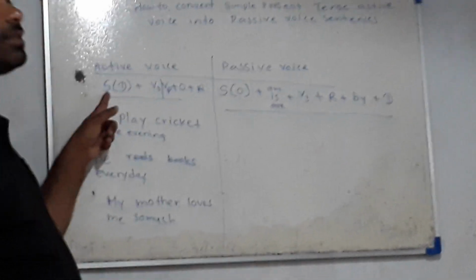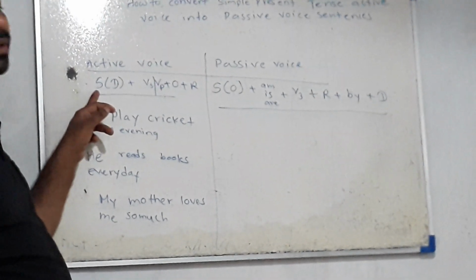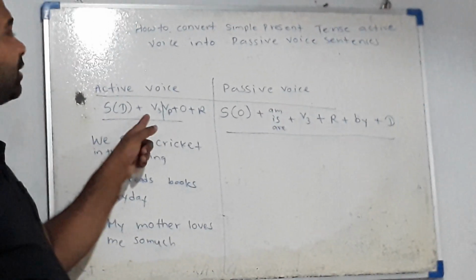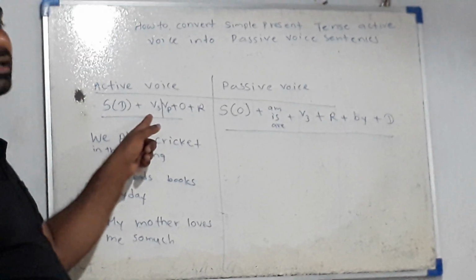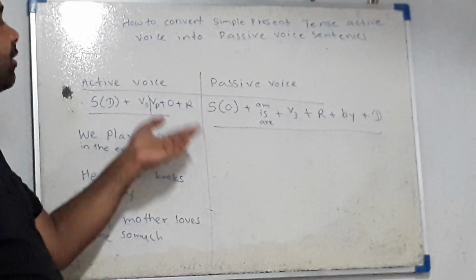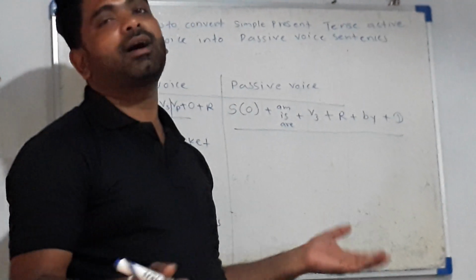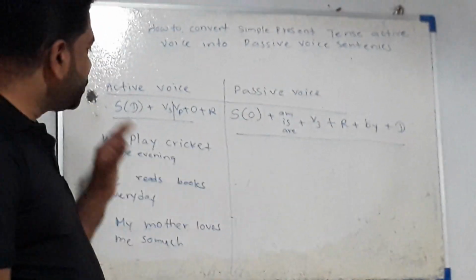So if you say a sentence or write an active voice sentence, first look at the doer. If the doer is singular, you have to use a singular verb. Then after the verb, immediately if there is an object, you need to write it. Then R means rest, extra words. Right?